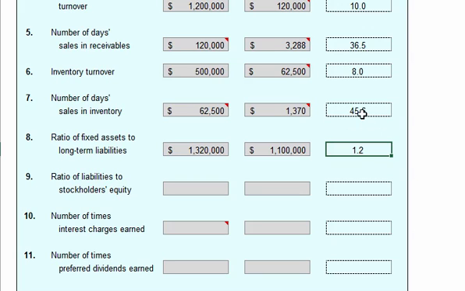This one's kind of tricky. Inventory turnover you want to be as high as possible. This one you'd like to be higher as well.